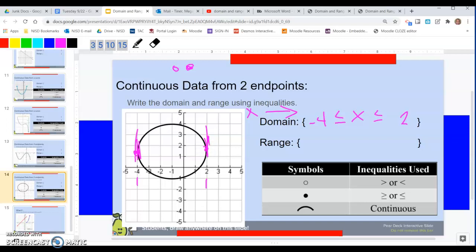Same thing for your range. You want to go bottom to top. That's your y values. So bottom would be -1, top would be 4. So -1 all the way to 4. My y values go in the middle. Assume that it touches if you don't have the circles. So if it touches, it's equal to, so less than or equal to, less than or equal to.